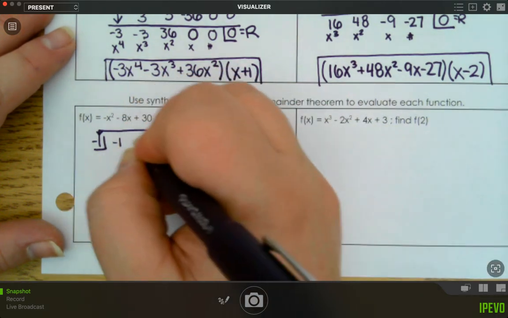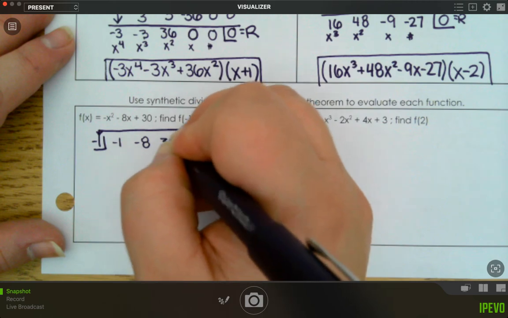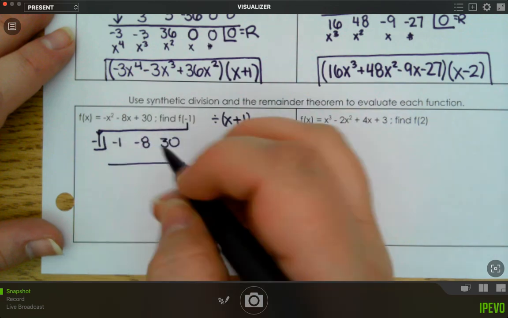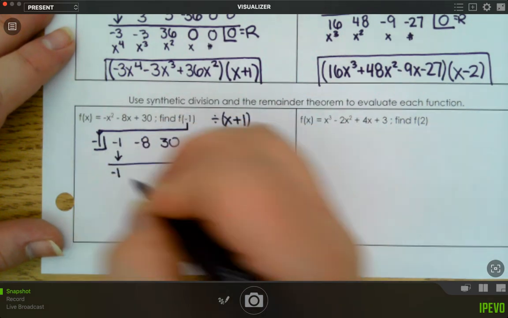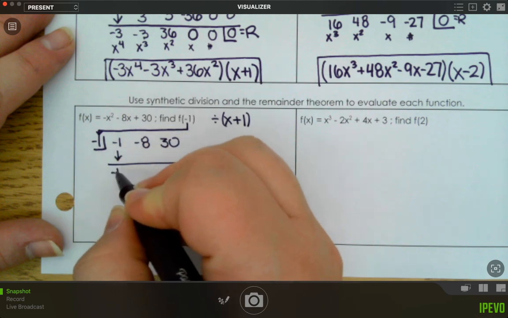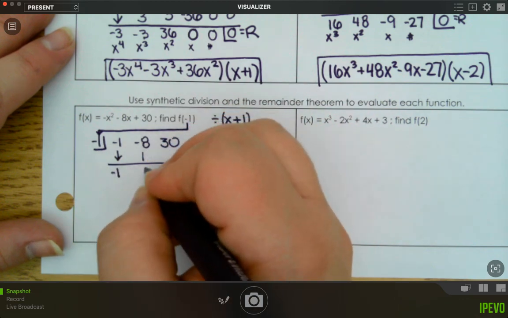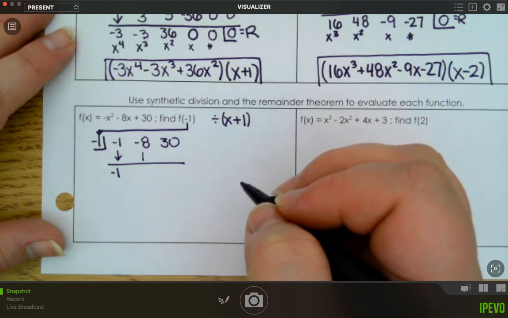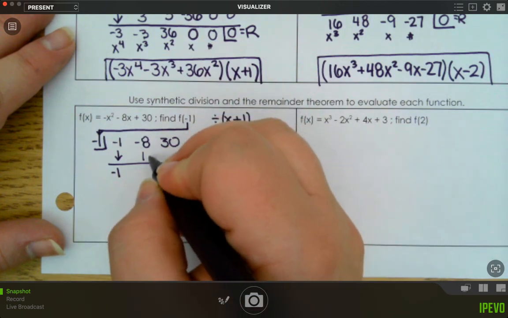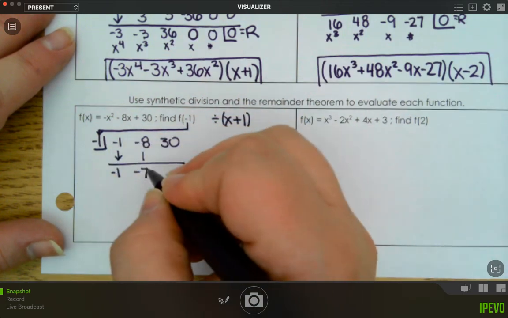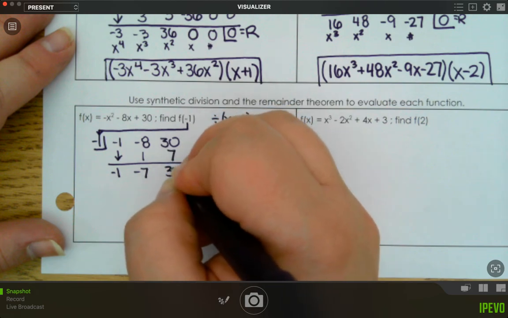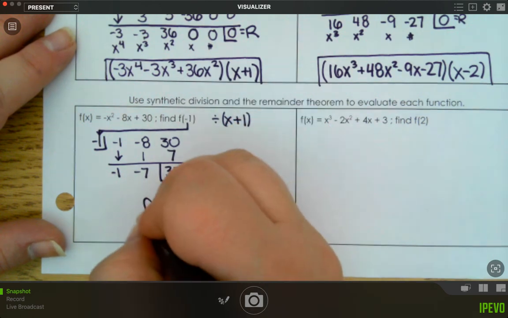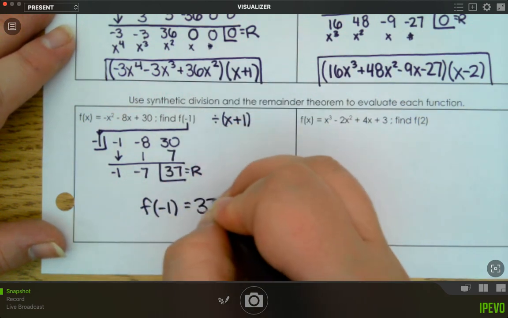And we're going to plug in the coefficients now. So basically, if there's no x with it, you don't have to change the sign. Drop the first one down, multiply across. -1 times -1 is 1. Add down. Why do I feel like I forgot something? Nope, I didn't. -8 plus 1 is -7. -1 times -7 is 7. And that's your remainder. So f of -1 is 37.